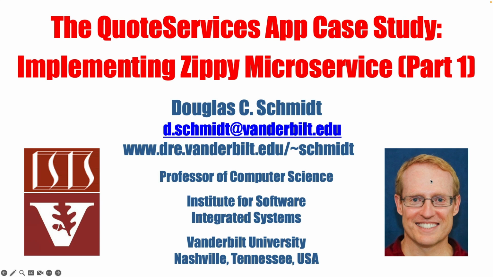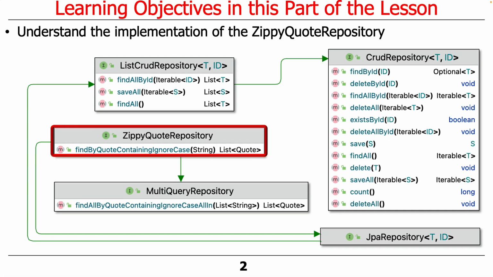So if you recall, where we finished off last time was walking through the structure and functionality of the Zippy microservice. And now we're going to take a look at the source code of the Zippy microservice, starting with the implementation of the Zippy quote repository, which is where we're going to define some of the interfaces that are used to access the database, the Zippy quotes database.